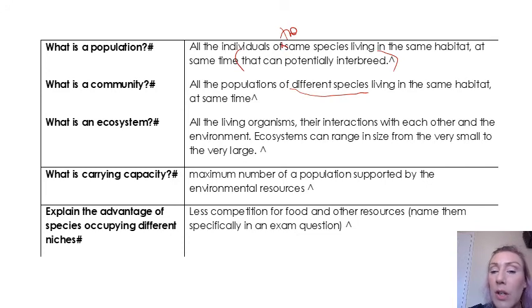Ecosystem: all living organisms, their interaction with each other and the environment. Ecosystems, remember, can range from small to large. You don't need that for your definition, but it's a bit of extra information you can pop in there.